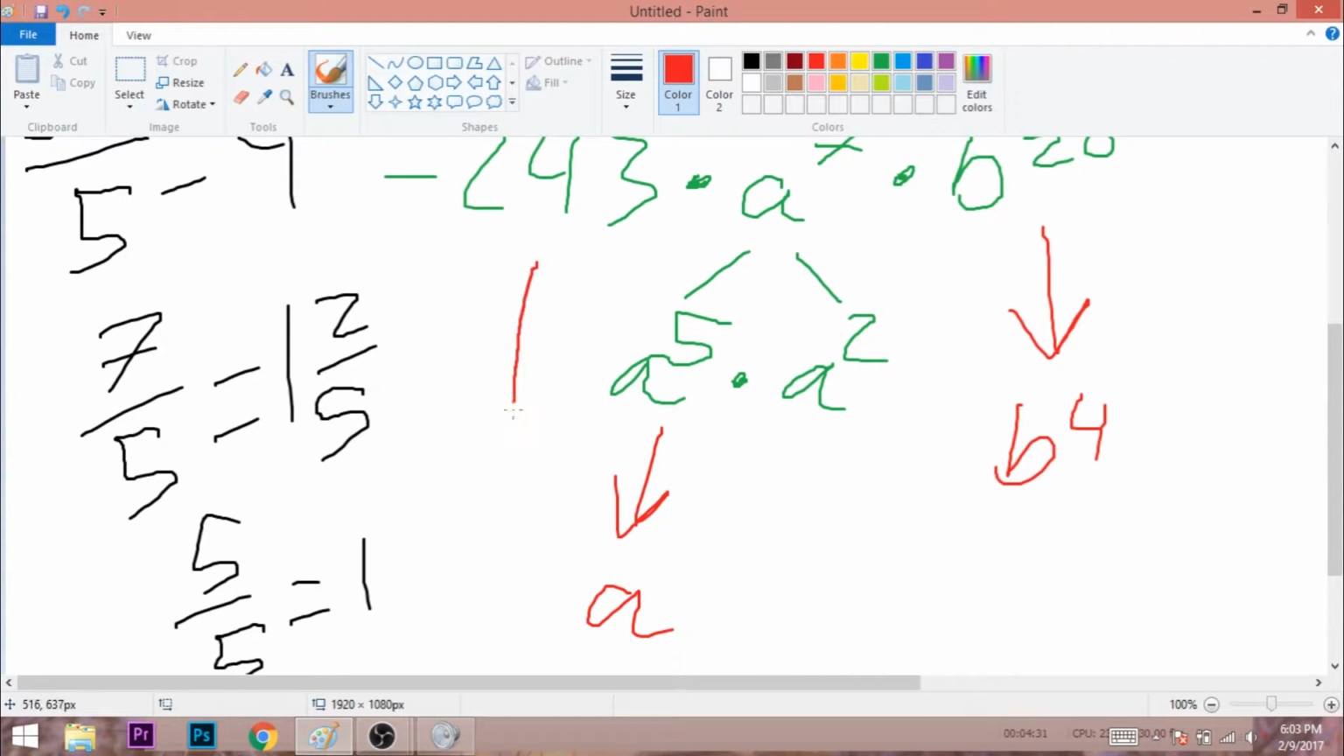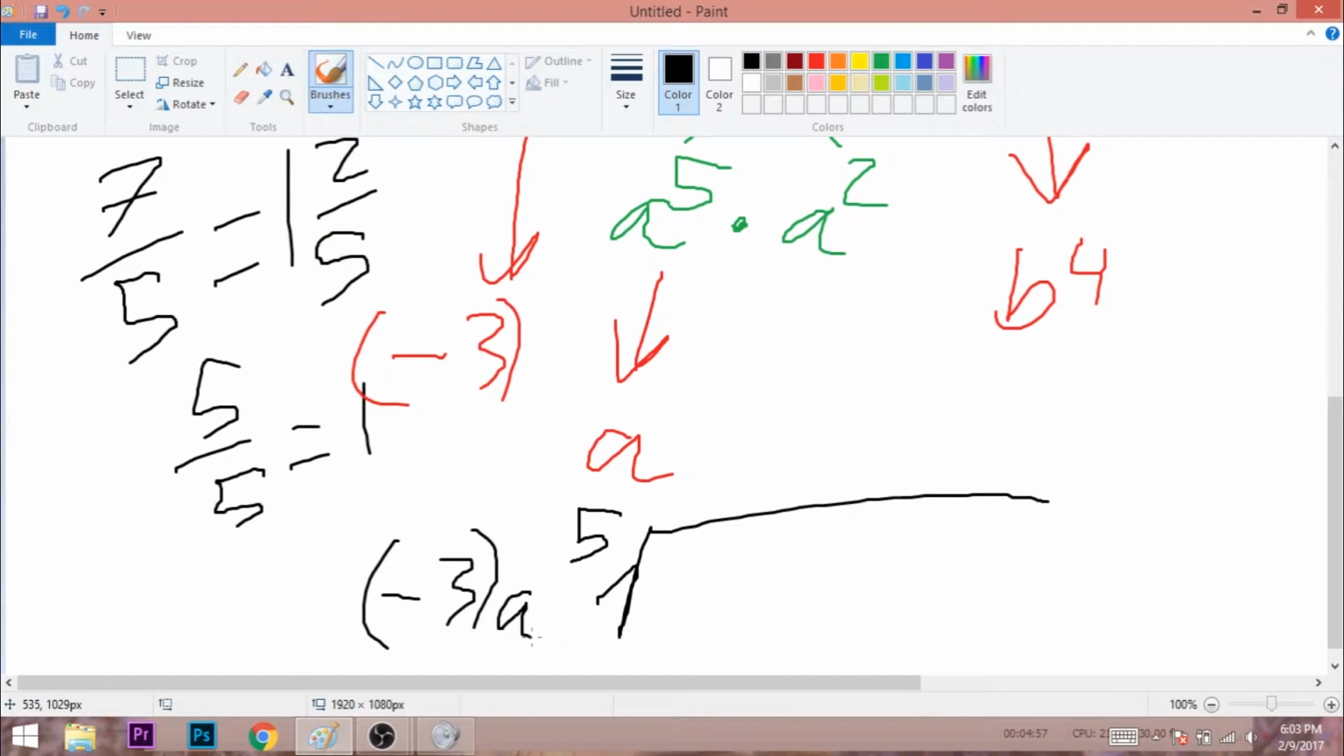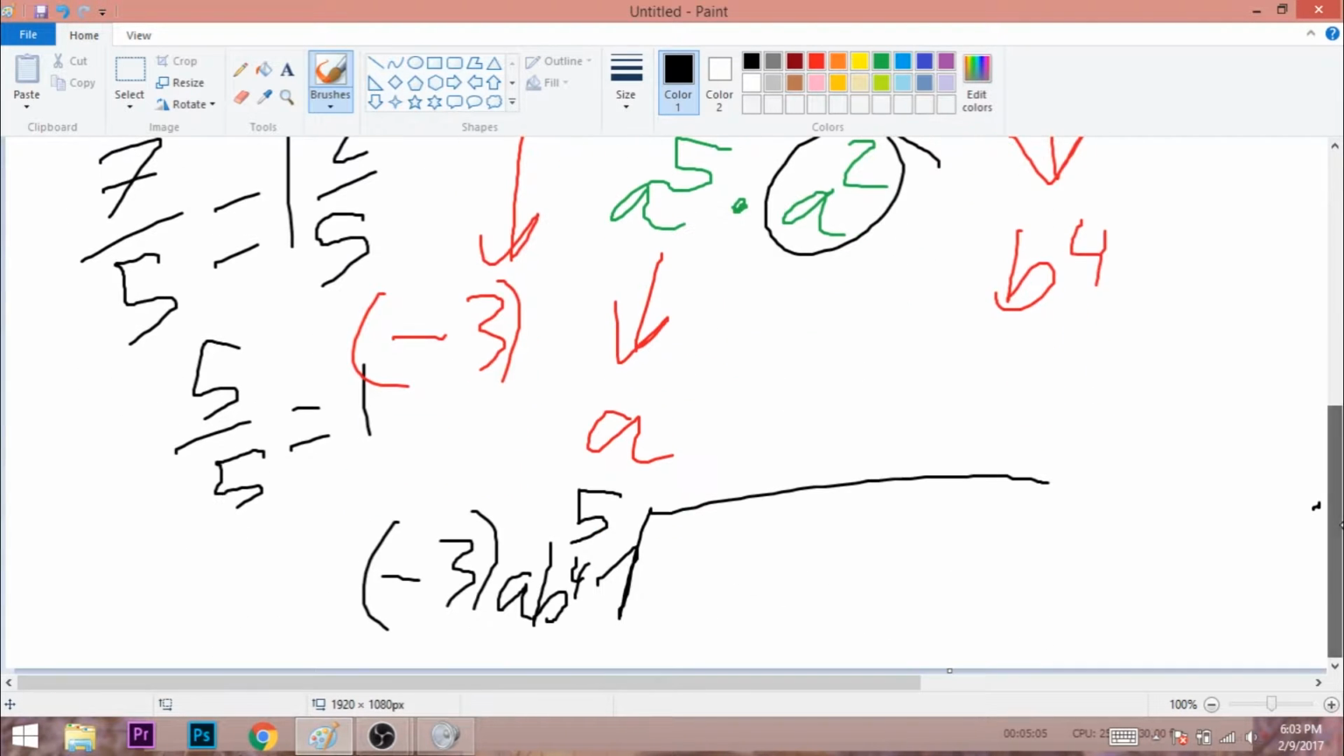Now we already know what this one is, negative 243. Since I solved it earlier, it's going to be negative 3, right? So now these, the red ones, are going to be on the outside, while the blue ones are going to be on the inside. So you're going to have the root with the 5, the fifth root, and you're going to have negative 3 on the outside, times a times b to the fourth power. And on the inside, what are we left with? We're left with a squared. And that's how you solve for something like this.